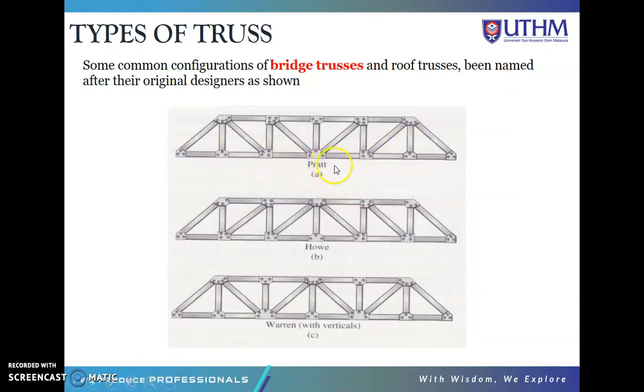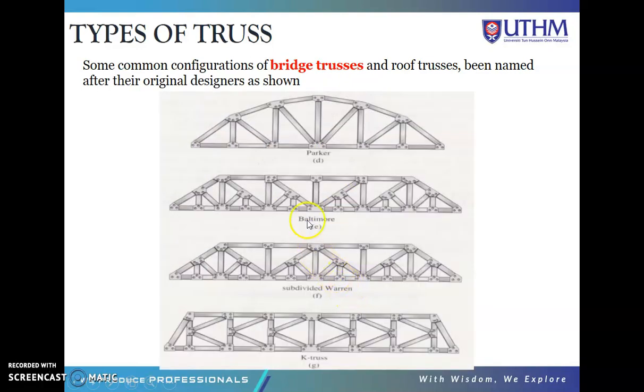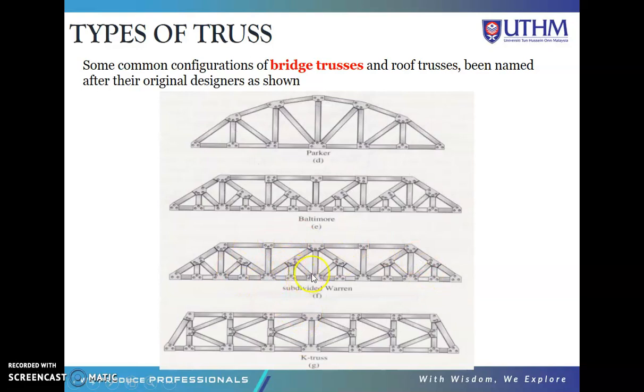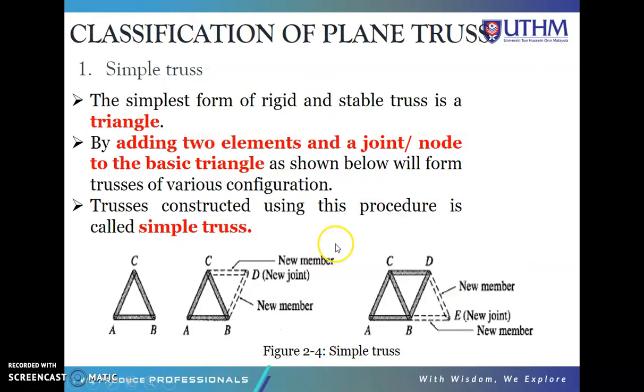This is the Pratt truss, Howe truss, Warren, Parker, K truss. So basically, for your project, you will also use this kind of idea, how to make your bridge. So you guys boleh dapatkan idea macam mana nak design your bridge for the project. Sama ada nak guna Pratt ke, Howe ke, ataupun nak combine ke, it depends on you guys.